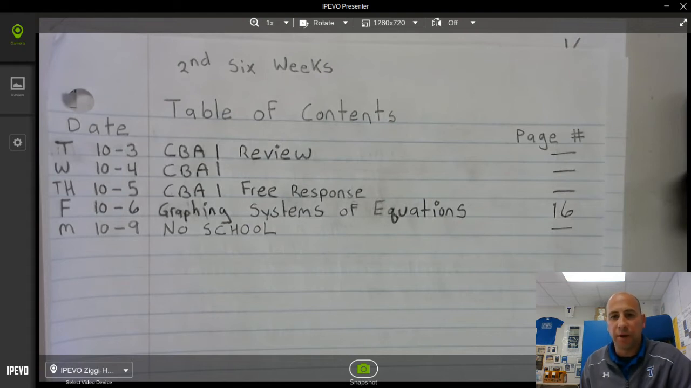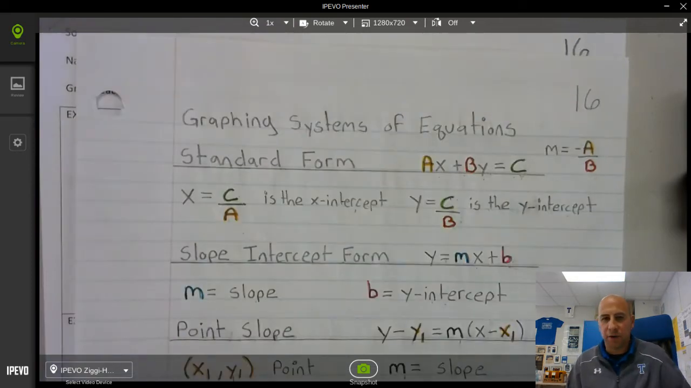All right, so if you would, update your table of contents. All right, now your table of contents are updated. Let's take a look at our notes.